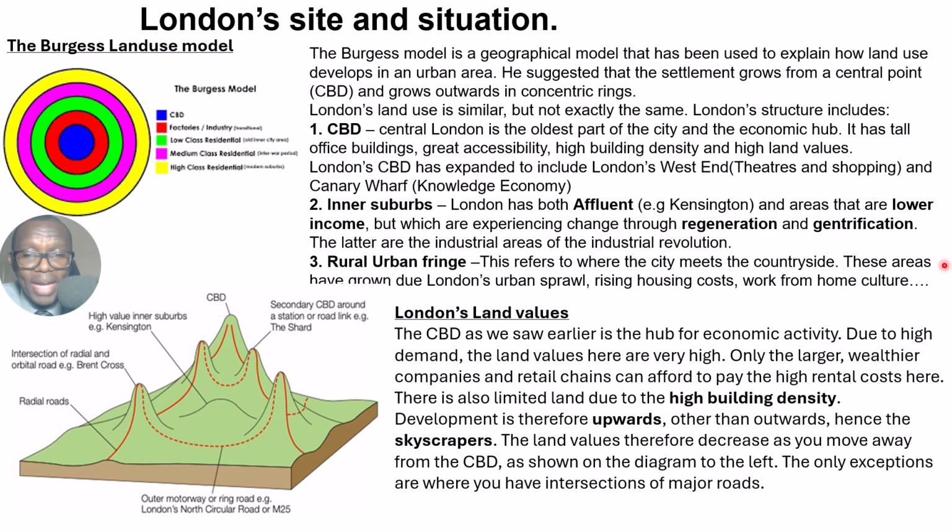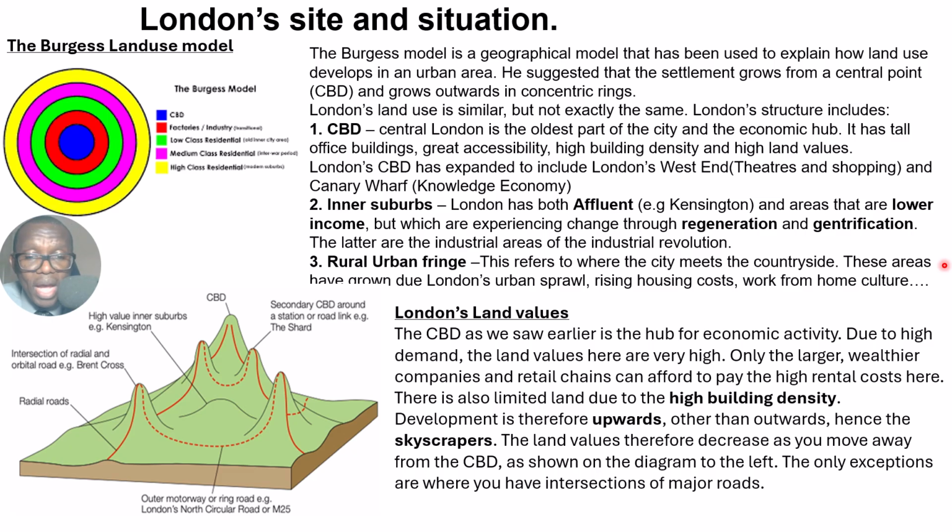Then London also has inner suburbs, which are both affluent, so places like Kensington, and areas that are lower income, but which are experiencing change. Such areas include places like Stratford, where there has been regeneration and gentrification. Those lower income areas were formerly industrial areas during the Industrial Revolution, but due to the decline of the old economy, they have needed regeneration and gentrification. Now, obviously, some of them have been regenerated, some of them have not been.